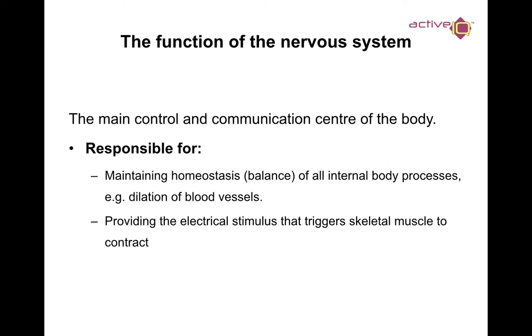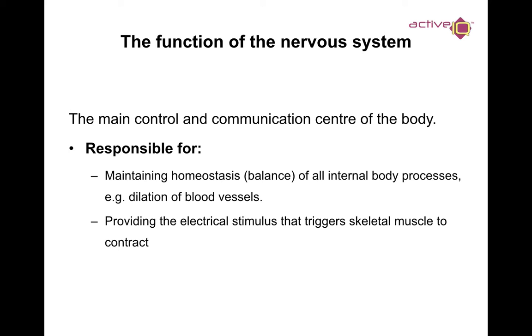So, the function of the nervous system, what does it actually do? It's the main control and communication centre of the body. It's the messaging system for the body. It's very important. It's responsible for maintaining homeostasis in the body, which is balance. For example, the dilation of blood vessels, temperature control, digestion, that's all controlled by the nervous system.